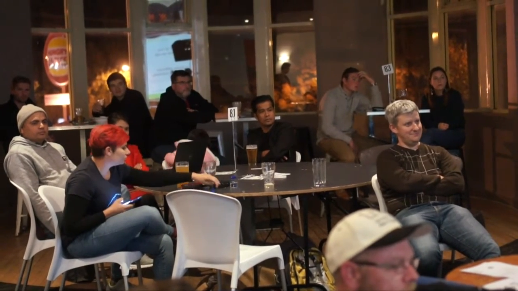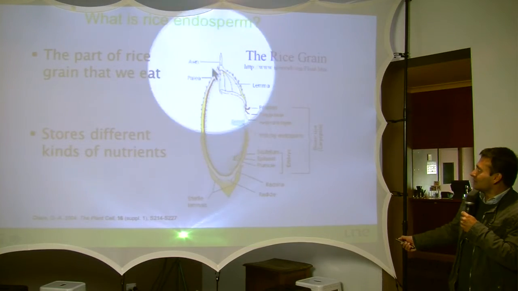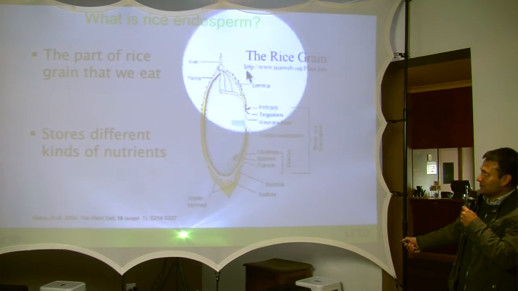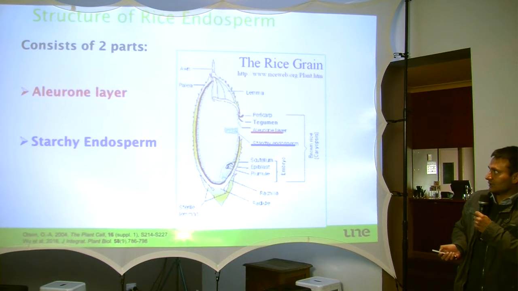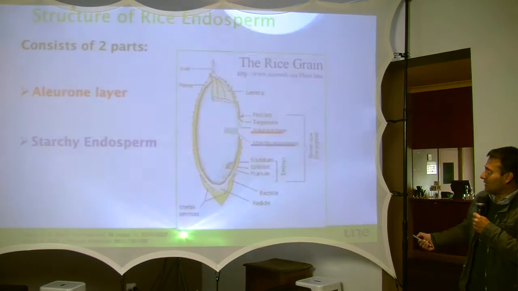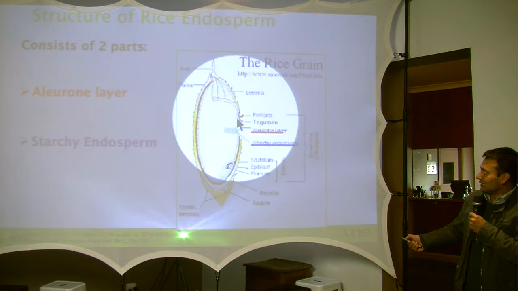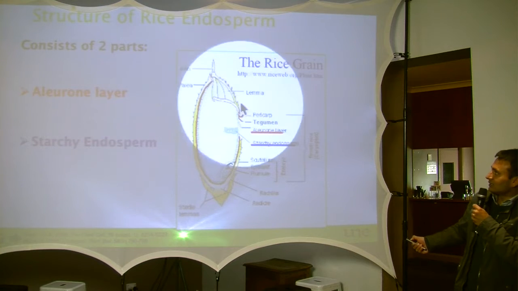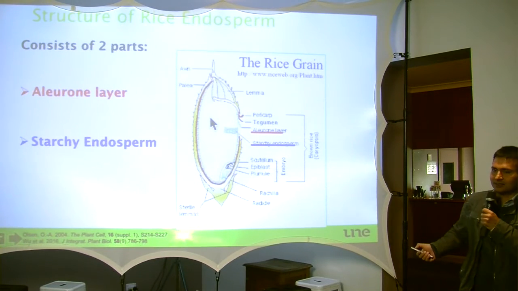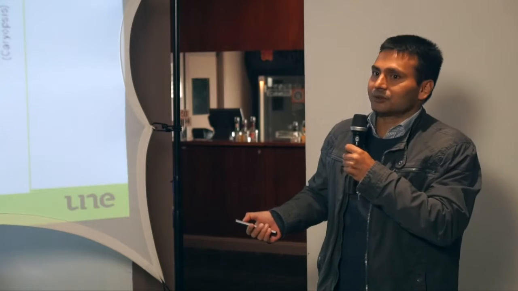So the white area there, this is the rice endosperm. And the endosperm stores different kinds of nutrients like starch, protein, some vitamins. So the endosperm consists of 2 layers, the aleurone layer and the starchy endosperm. So here is the aleurone layer, this single layer, and then the white stuff inside is the starchy endosperm. So my research is mainly concerned with the aleurone layer.